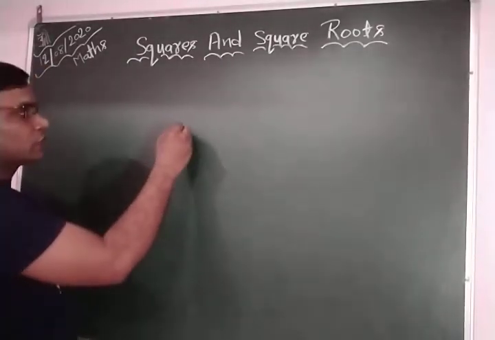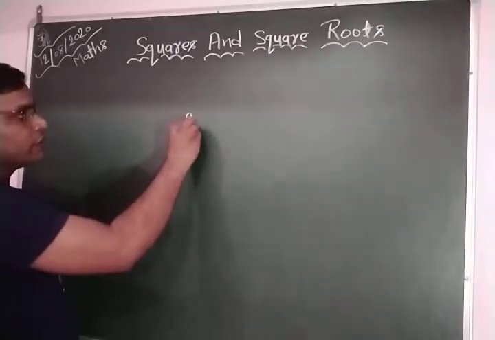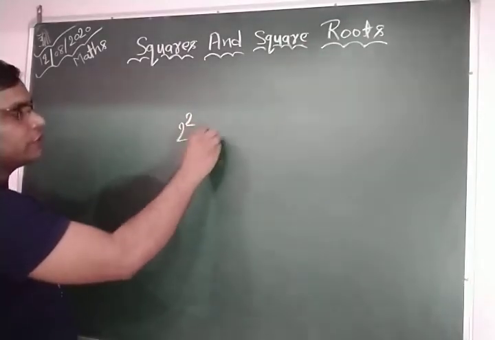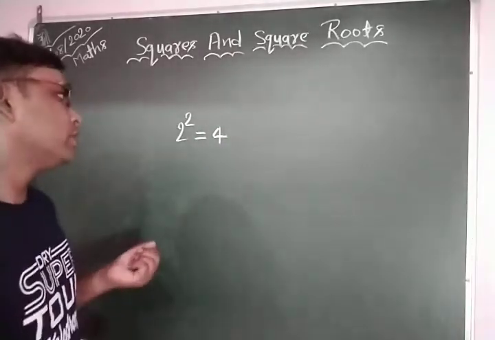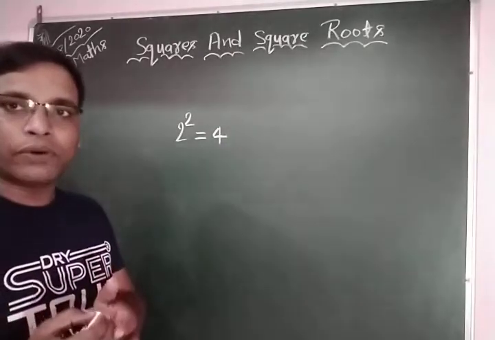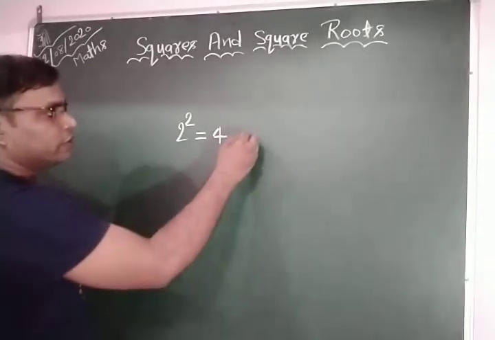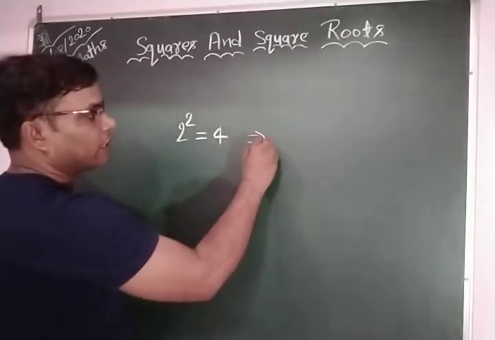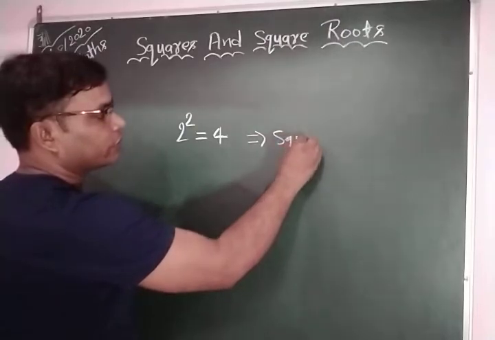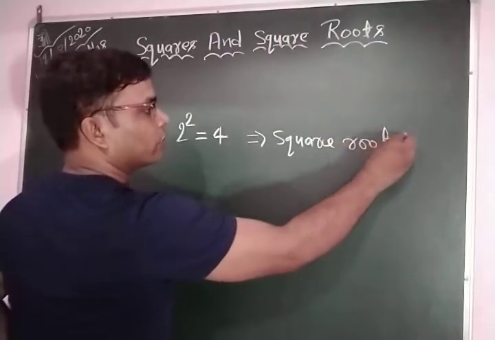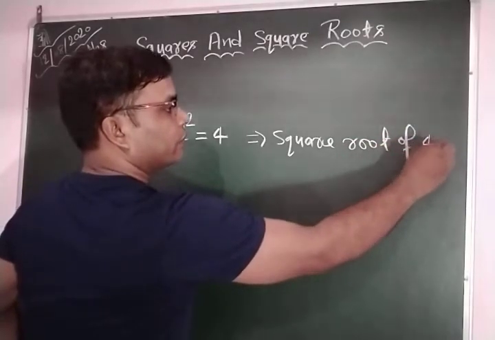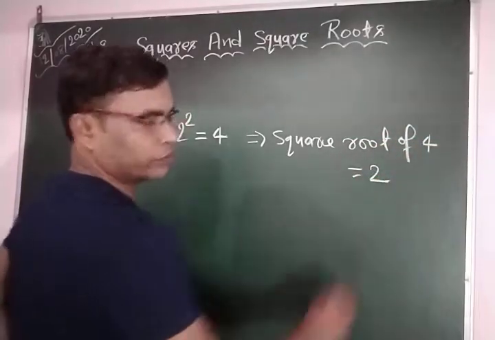Suppose the square of 2 is 4. Okay, square of 2 is 4. So the square root of 4 is 2. So this implies that if you find the square root of 4, this is equal to 2.